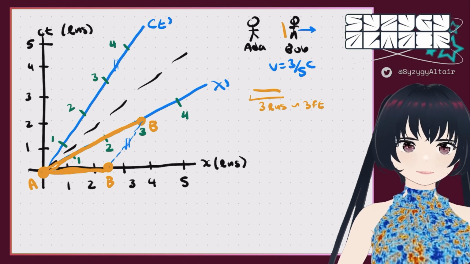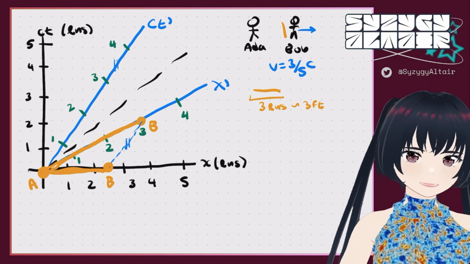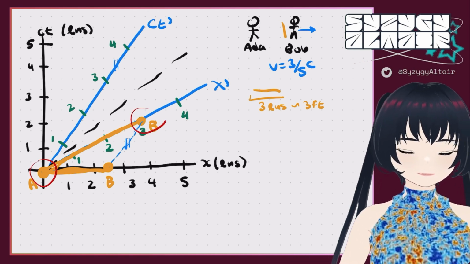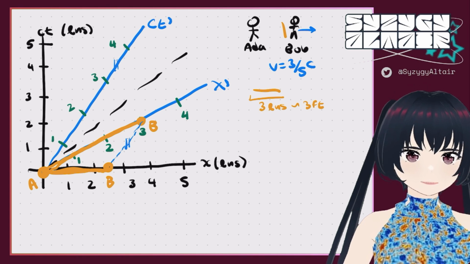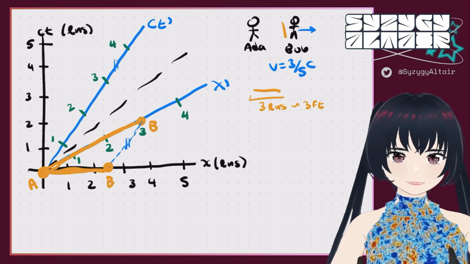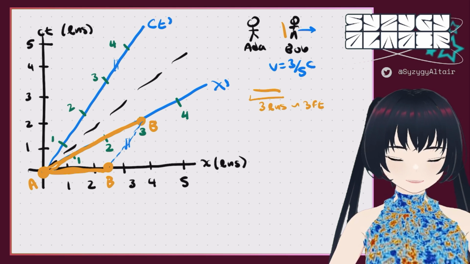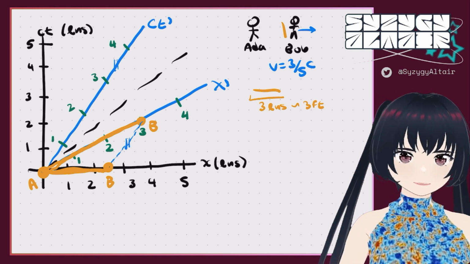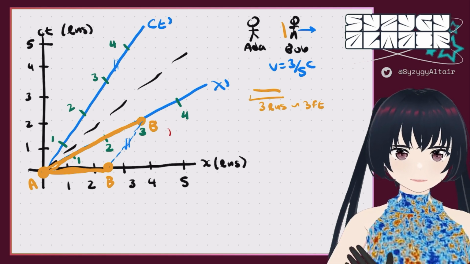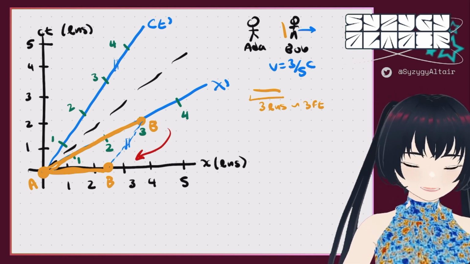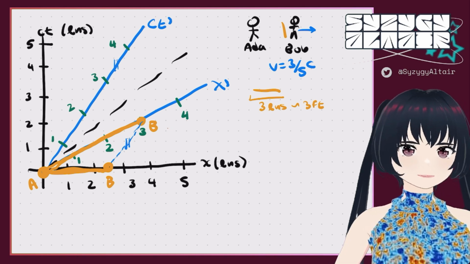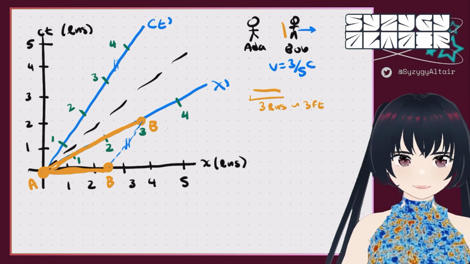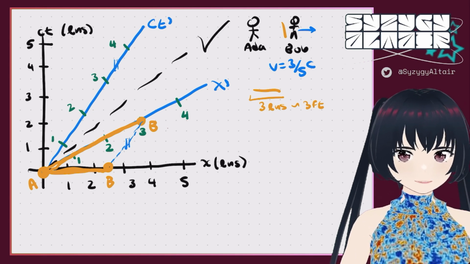So this example above represented two simultaneous events, the two ends of the stick, A and B. These events appear to be simultaneous for Bob's reference frame, where the stick is at rest relative to him. But for Ada, who is seeing Bob move relative to her, the stick appears shorter. In relativity, simultaneity is relative, leading to the length contraction that we saw here. And we were able to see all of this on a space-time diagram plot.